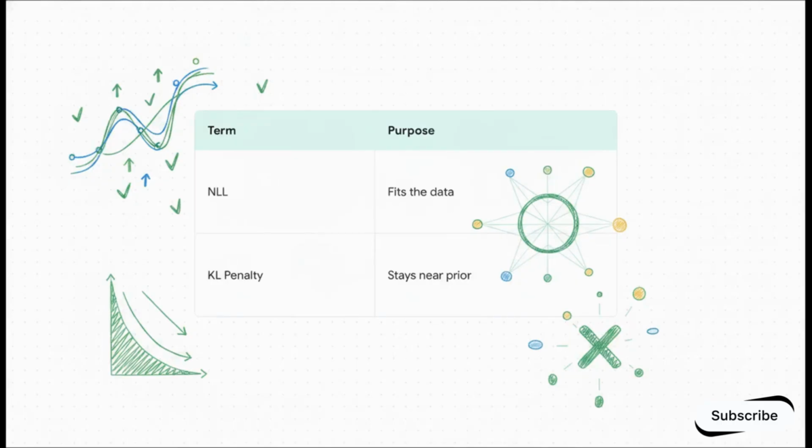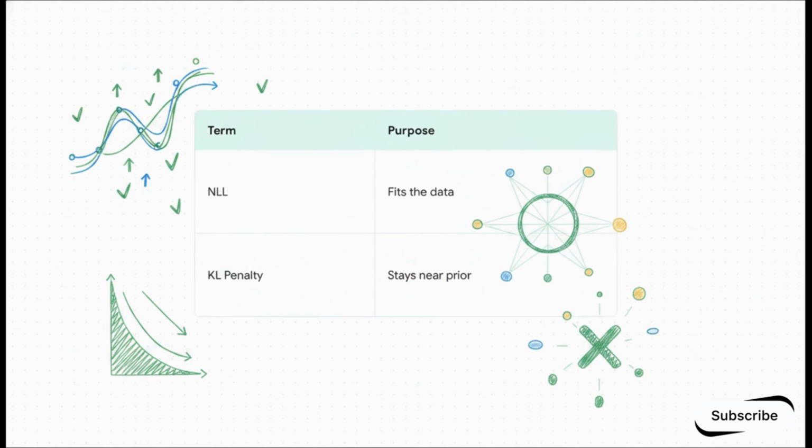What's truly fascinating is how we optimize that guess using the evidence lower bound, or ELBO, loss function. It's essentially this mathematical tug-of-war where we balance two competing forces. On one side, we have the negative log likelihood, which forces the network to actually fit the data. On the other side is the KL divergence penalty, which acts as a regularizer.